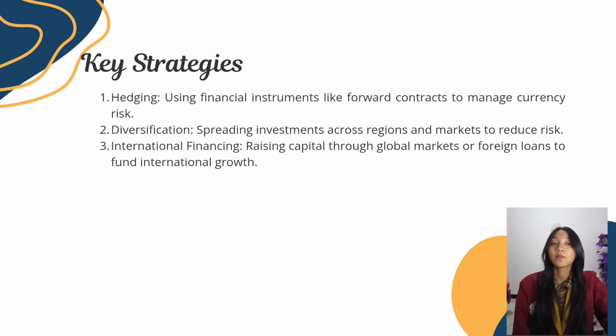One of the most common strategies used to mitigate currency risks is hedging. Hedging allows companies to protect themselves against unfavorable exchange rate movements. For example, companies can use forward contracts or options to lock in exchange rates for future transactions. This provides stability and helps them avoid the risk of currency fluctuation.